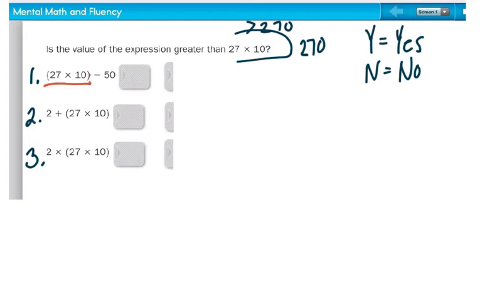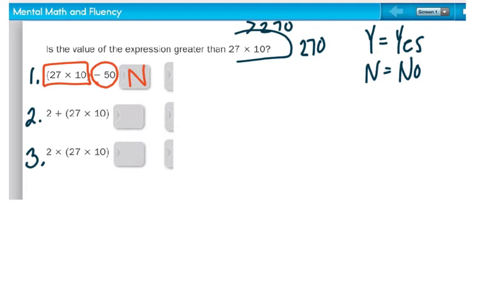So I know I'm taking already 27 times 10. Without having to solve it, if I'm subtracting 50 from 270, there's no way it can end up being more than that. So without solving it, if I'm subtracting from it, it's going to automatically be less.